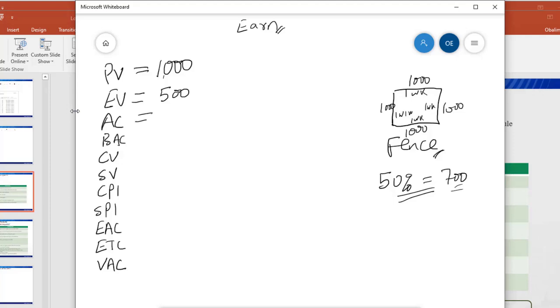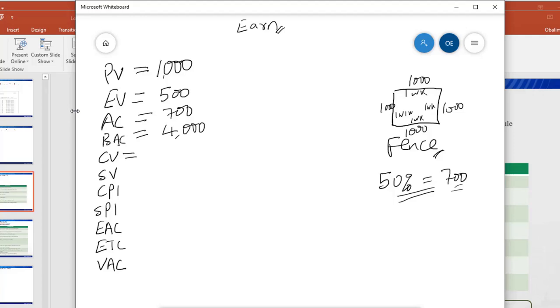Now, actual cost is the amount of money that was spent. So this is pretty straightforward: the actual cost for this project is 700. Our budget at completion is how much we are budgeted for the whole project. Each side is 1,000 and there are 4 sides, which means our budget at completion is 4,000.